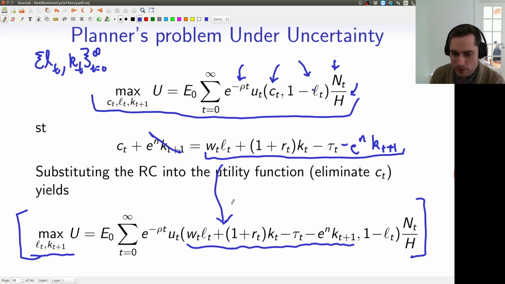So labor enters with a positive or negative sign, and capital enters with a positive or negative sign. The big difference is that labor always has a subscript t, so we can just look at that period by period, whereas for capital we have to think about two periods, this period and next period. All right, so that's going to be the theme of the next slide.